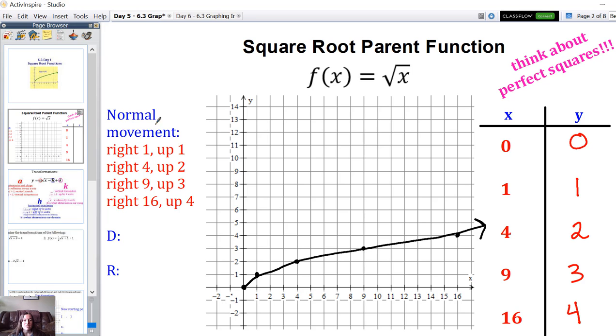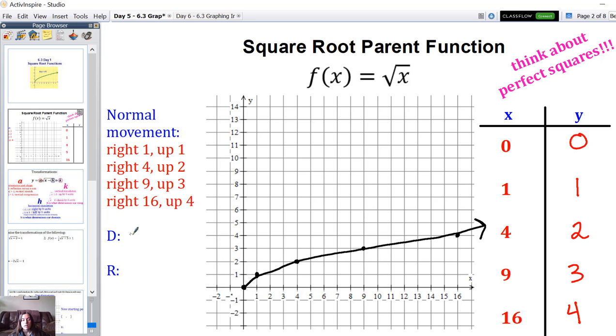Now over here on the left, I have this thing called the normal movement, which is just the movement from the origin for each point in my parent function for square roots. So from the origin, to get to a new point, I would go to the right 1 and up 1, which is exactly what we did. Then I would go to the right 4 and up 2. To the right 9, again, we're starting at the origin each time, to the right 9 and up 3. From the origin to the right 16 and up 4. That's my normal movement for my parent function, and I'll explain why I'm saying that in just a second.